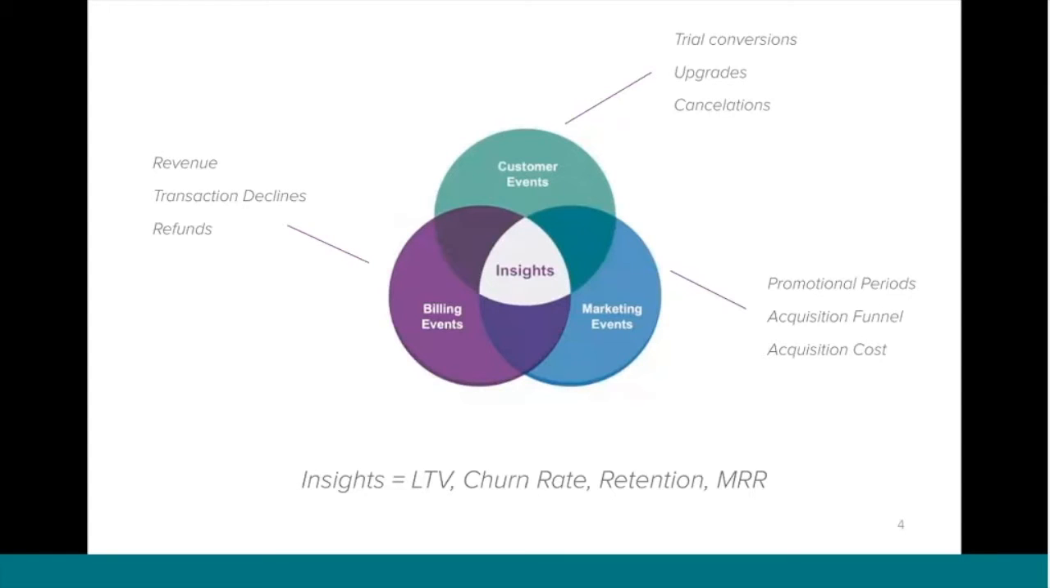So when you look at your insights into your business as a whole, it's primarily composed of these three circles: billing events, marketing events, and customer events. Our legacy reporting really focused on those pure data billing events, things like declined transactions or issuing refunds to your customers. With this new analytics platform, we start to bring in more of those customer events. So things like trial conversions and why your customers are canceling and why they're changing their subscriptions.